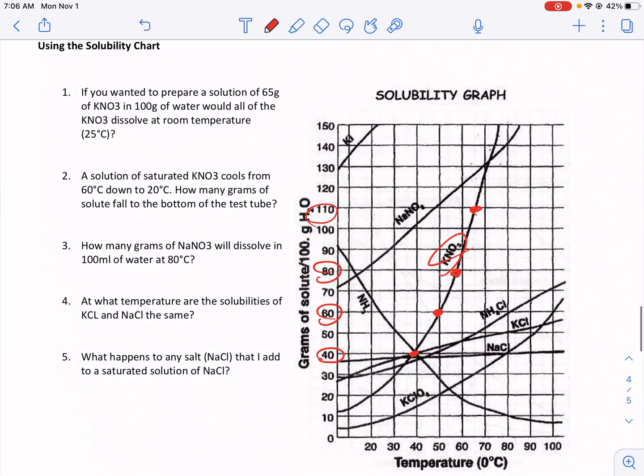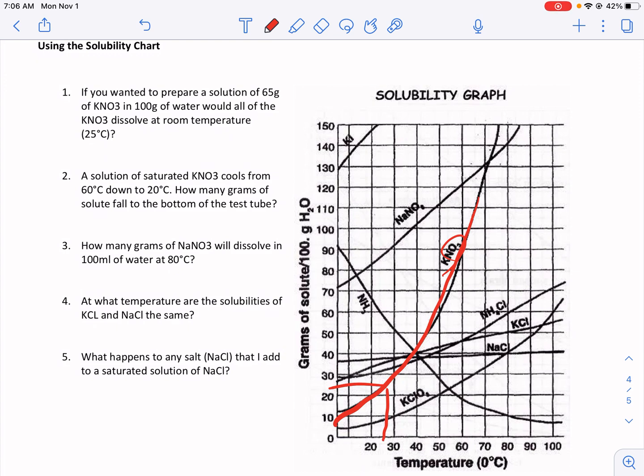Okay, then for this part, we're just going to go through these questions. And we did a lot of these similar ones just last week. So if you wanted to prepare a solution of 65 grams of KNO3 in 100 grams of water, what would all the KNO3 dissolve at? Would it dissolve at 25 degrees C? So here's 25 degrees C. Here's the KNO3 curve, right? Will that dissolve at that temperature? Hopefully those lines there show you the answer.